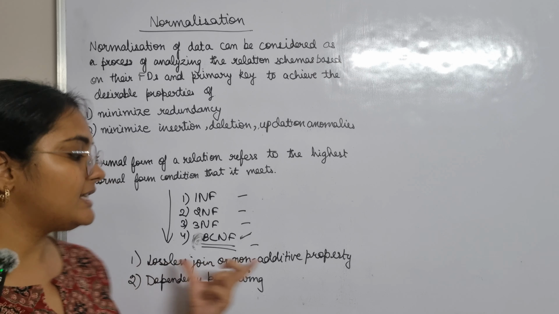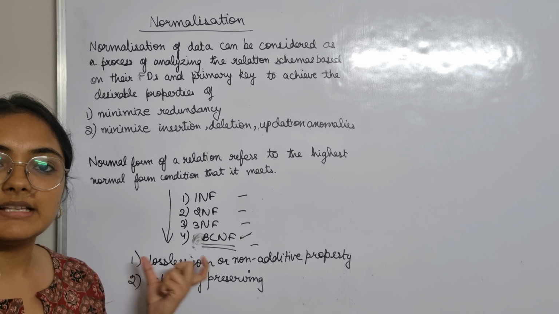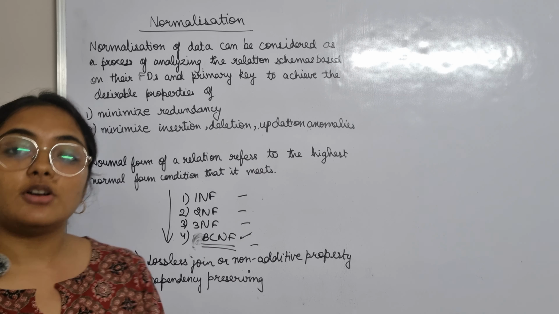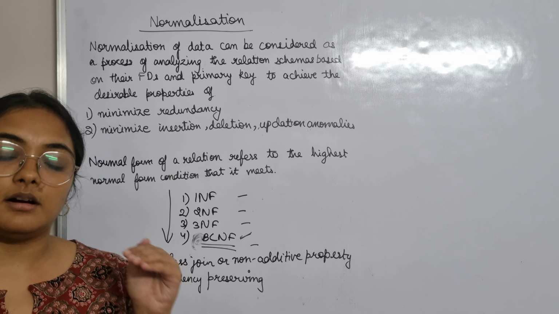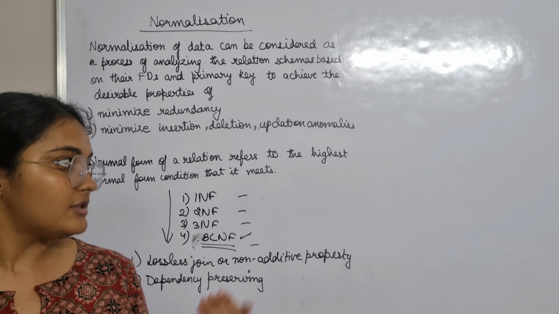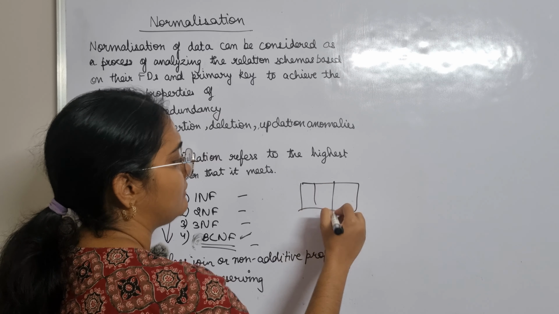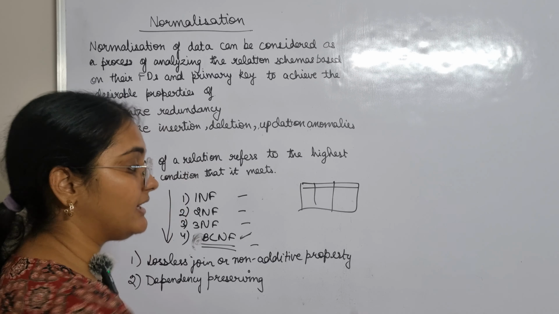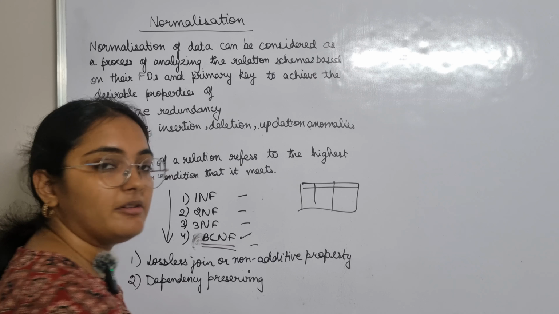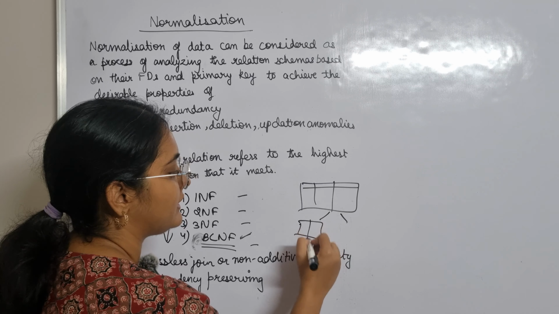Okay, so what do these properties tell? The first property, lossless join, says that it ensures there is no spurious tuple generation problem in our relation schema. So what are we doing? First, if we have a relation schema, we will see whether it qualifies a particular normal form or not, and if it does not qualify, we break it into smaller relation schemas.